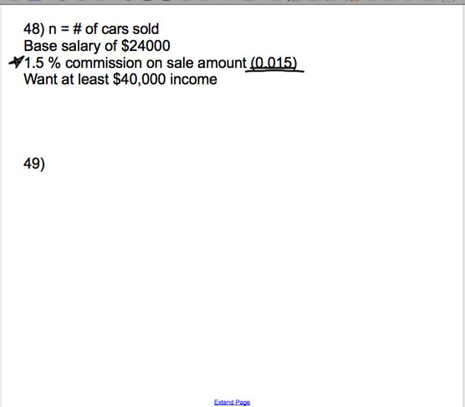For number 48, we're supposed to write an equation or an inequality that would describe this situation. So we got to write an inequality that is going to tell us how many cars we have to sell to make at least $40,000 in income. Well, we get $24,000 no matter what. It's our base salary. Whether we sell one car or a million cars, we get 24 grand. To that, we are going to add our commission. We get 1.5%, so I wrote it as a decimal, of whatever we sell in terms of car value.